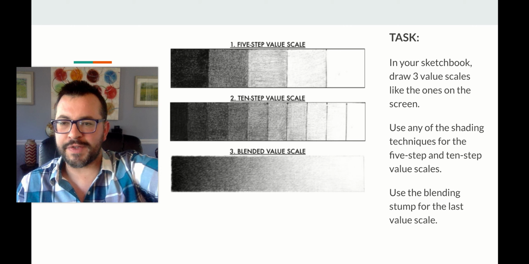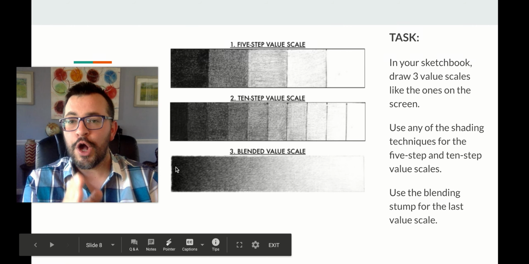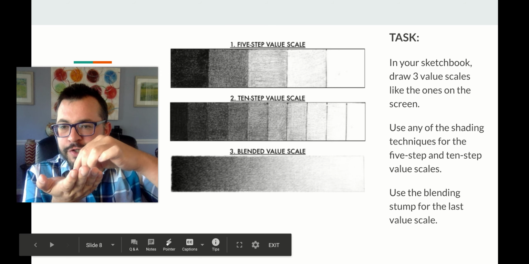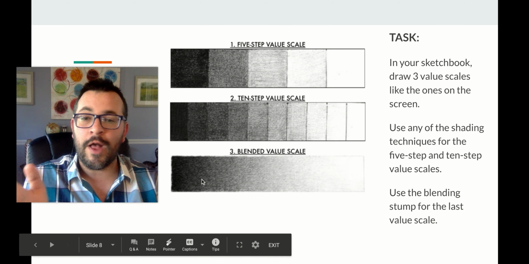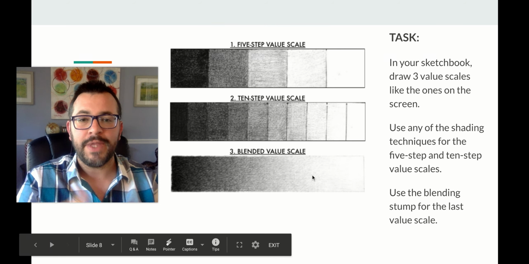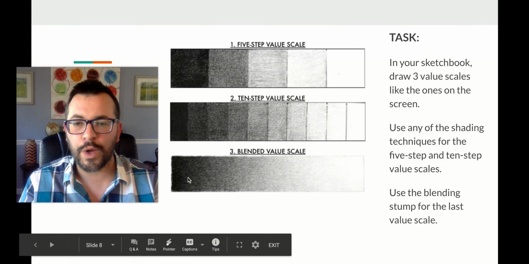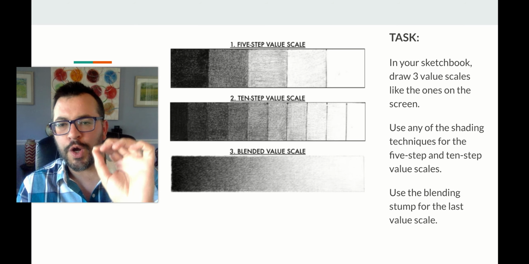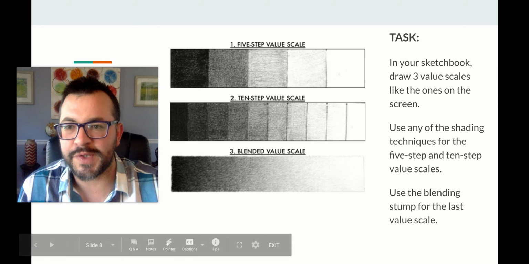So as you're shading this value scale with a pencil, vary your pressure. Press harder all the way on the left, and then just loosen up the pressure. Just don't press as hard when you get to the right. That will help create that lightness in the value. If it gets too dark, just use an eraser, pick up some of the pencil. And then once you've done that, take your blending stump, use some circular motions to go over that. And what that will do is help smooth out your value scale.